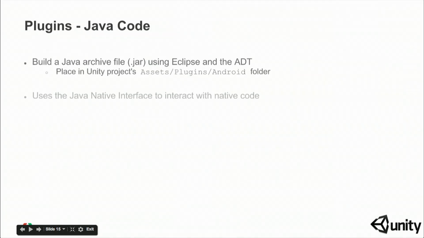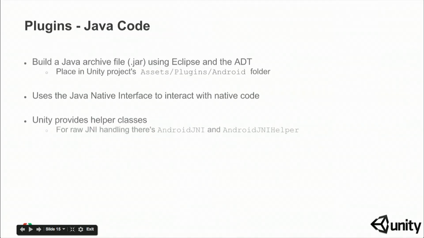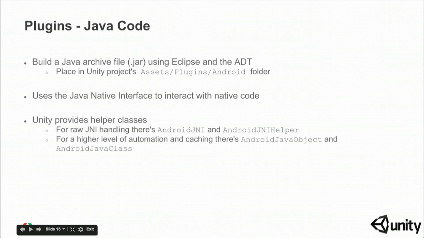For Java plugins, it's a little bit different. We use the JNI to interact with the Java class that you build. You can build it as a jar file using Eclipse and the Android development toolkit. Again, you just build a jar that contains all your classes, make sure you check the is library button, and then place that inside your plugins folder.